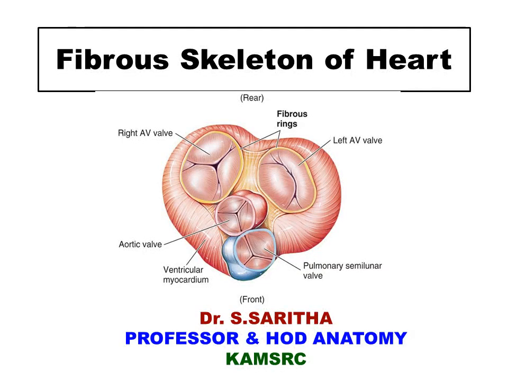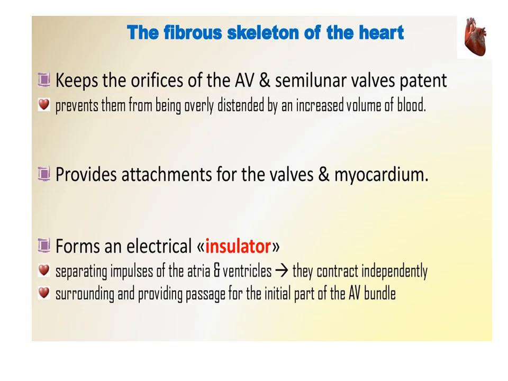We'll be discussing now the fibrous skeleton of the heart. The fibrous skeleton of the heart keeps the orifices of AV valves and semilunar valves patent, prevents them from being over-distended by an increased volume of blood, provides attachment for the valves and myocardium, forms an electrical insulator separating the impulses of the atria and ventricles. They contract independently, surrounding and providing passage for the initial part of AV bundle.